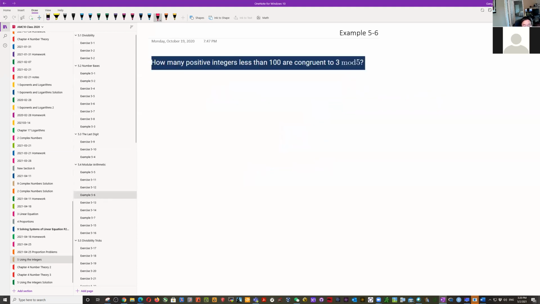So let's try to do this problem in 1 minute. How many positive numbers less than 100 are congruent to 3 mod 5? Positive numbers, so not including 0. It's basically asking, between 1 and 99, how many numbers are congruent to 3 mod 5.